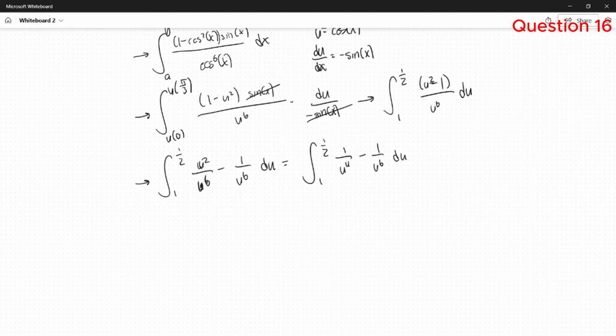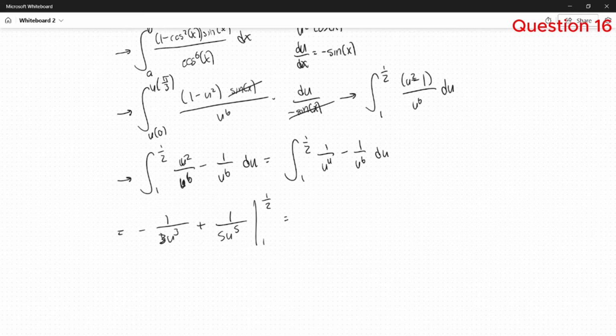This would become negative 1 over 3u cubed plus 1 over 5u to the 5th, all of that between 1/2 and 1. So we sub that in. We have 1 to the 5 times 1/2 to the 5th minus 1 over 3 times this to the 3rd, and then minus, in parentheses, 1 over 5 minus 1/3.